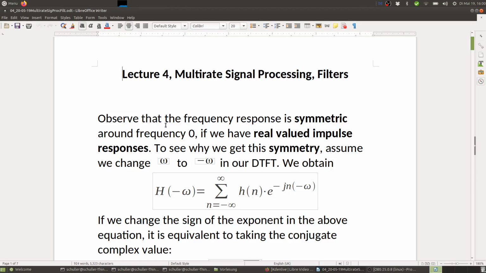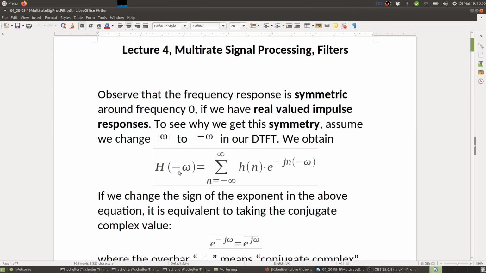Now observe that the frequency response is symmetric around frequency 0 if we have a real valued impulse response. To see why we get this symmetry, assume we change our normalized frequency omega to negative omega in our DTFT. Then we obtain this expression. Here we have our DTFT, but instead of just omega, we now have minus omega.